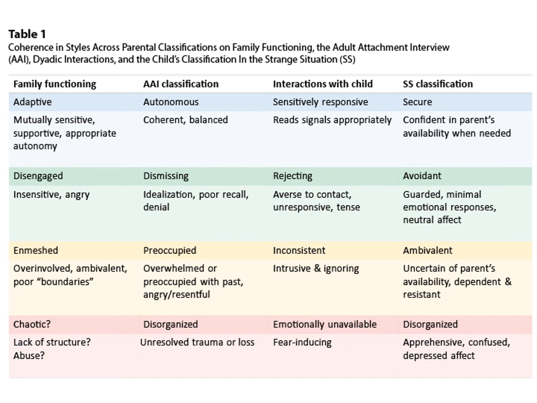When the family functioning of the child is insensitive and angry, we might see the child's interactions tend to be unresponsive, tense. Maybe they will be averse to contact with you. They may be guarded, avoidant, and have a neutral affect within their interactions.